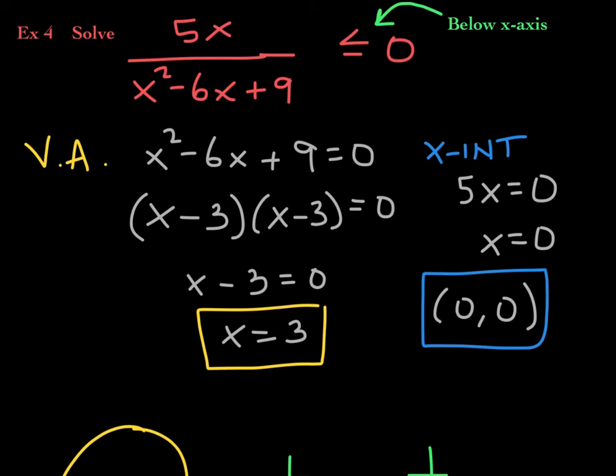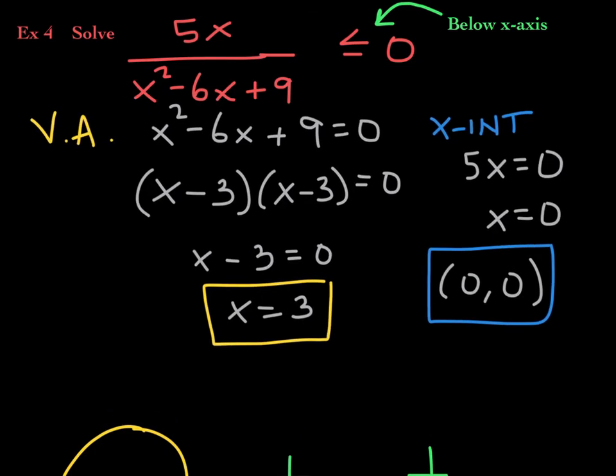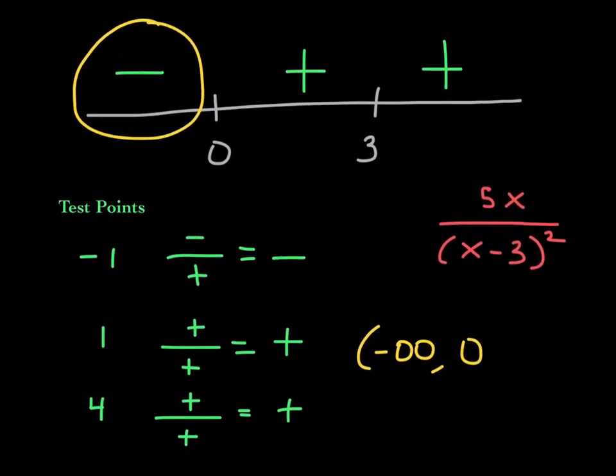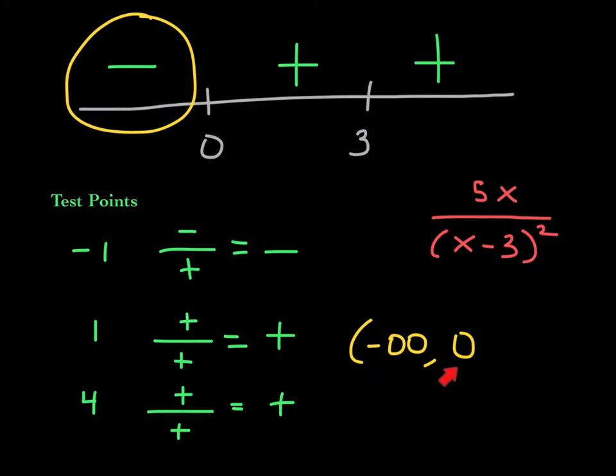Now, the number I have in my answer is 0. Is 0 a vertical asymptote, or is 0 the x-intercept? It's the x-intercept. So because this is an x-intercept, I can go ahead and put a bracket on that endpoint, all right? So this is my final answer. Okay, everybody?